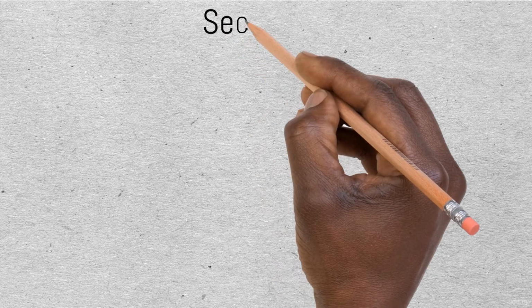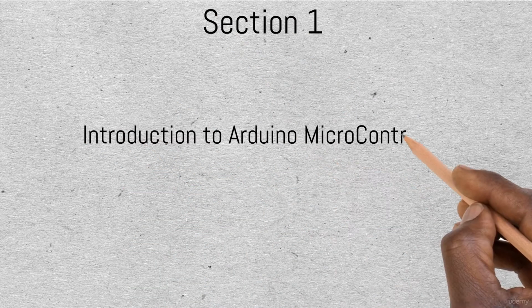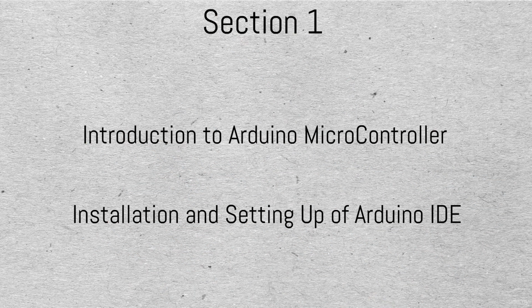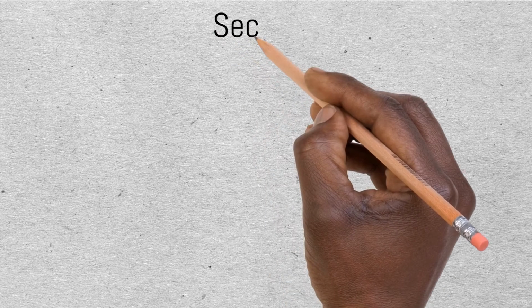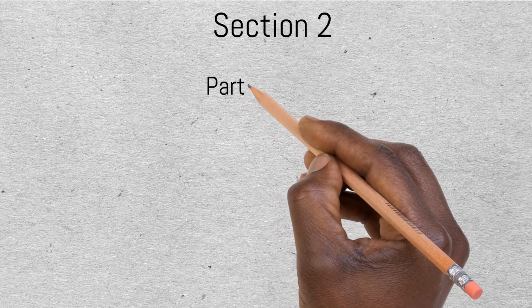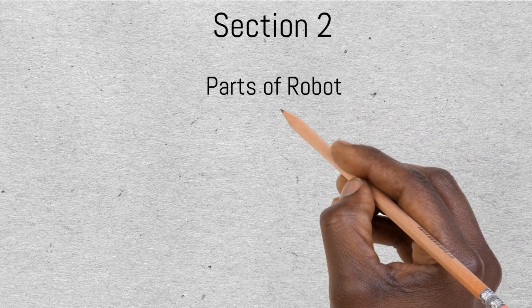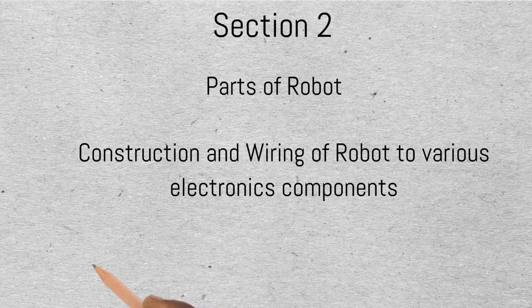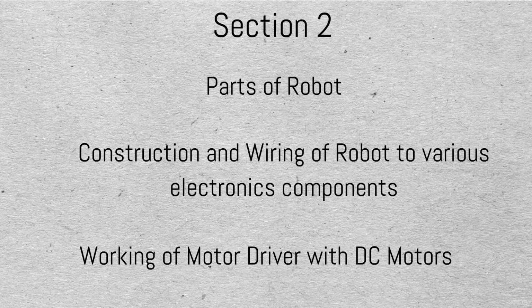In the first section, I'll explain to you the basics of Arduino Uno and the Atmega 328 microcontroller. Next, we will install and set up the Arduino IDE. In section 2, we will look at the parts that are required for building a robot. In this section, I'll show you how to construct your car robot and attach various components to it, like Arduino, motor driver, DC motors, etc.